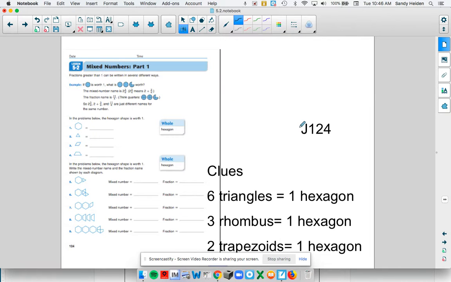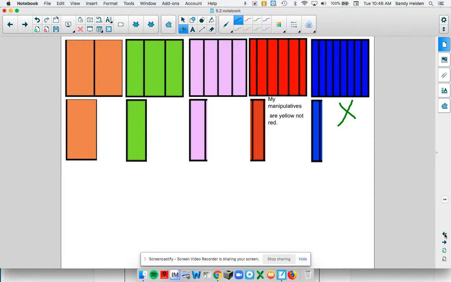All right, practice on J124. The bottom part is like we've just been doing. These you have to figure out how many fit in each one, and here's some clues for that. For my classroom, I made some manipulatives to practice this, and I just like to kind of figure them out as we go, and I'll do that in another video.